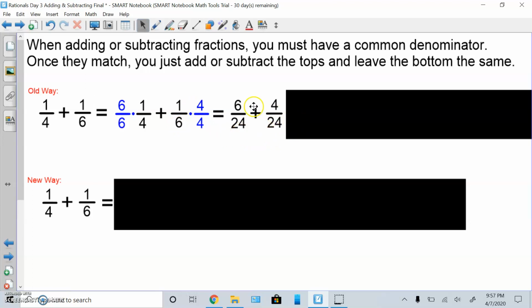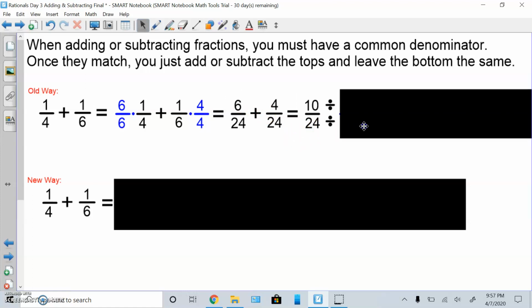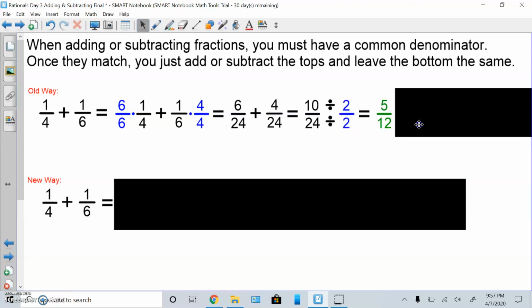So what we're going to do is add the tops. 6 plus 4 is 10. The bottom stays the same. But we have to reduce. So the old way we're reducing is you figure out what goes into both of them. I can divide them both by 2. So 10 divided by 2 is 5. 24 divided by 2 is 12. And you can't reduce anymore, so that is the answer. So that does work, but it's not going to help us in these new, harder problems.